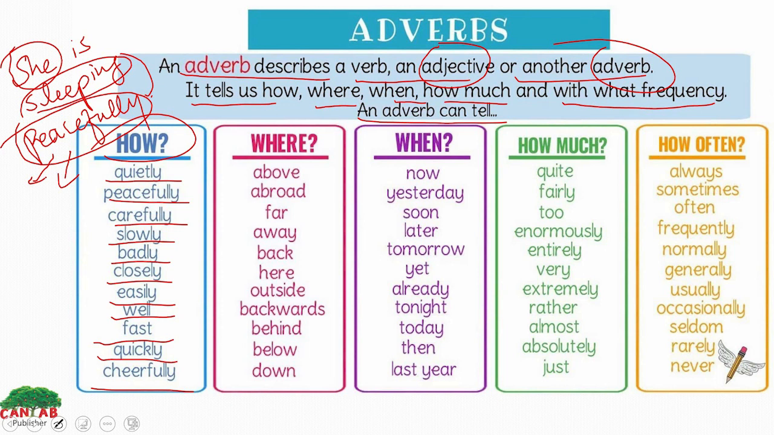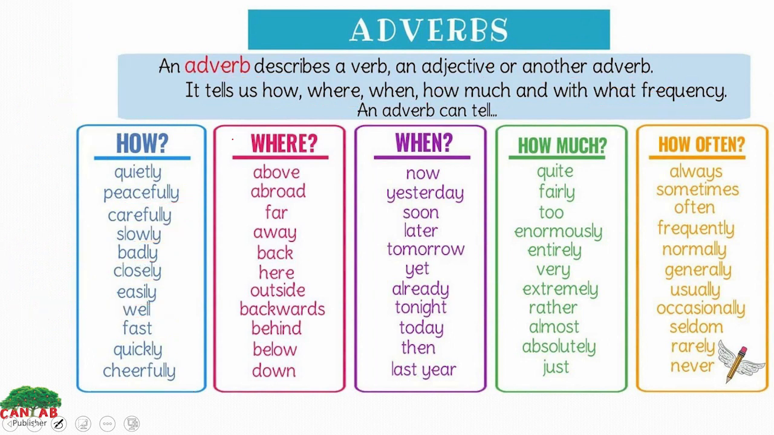Let me give you another example. Ali is typing slowly. Here you can see Ali is the doer of the action, typing is an action or verb, and slowly is what? Yes, an adverb. It is modifying the action typing and it is telling you how the action is done, in which manner. Yes, slowly.